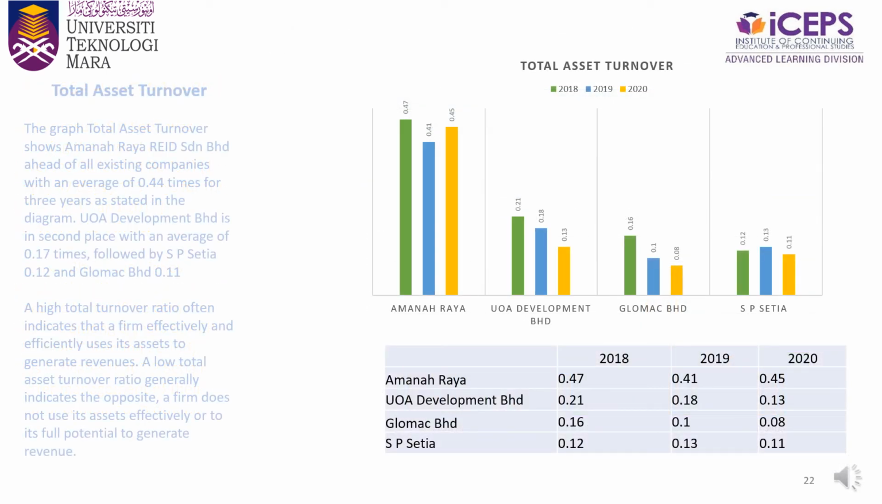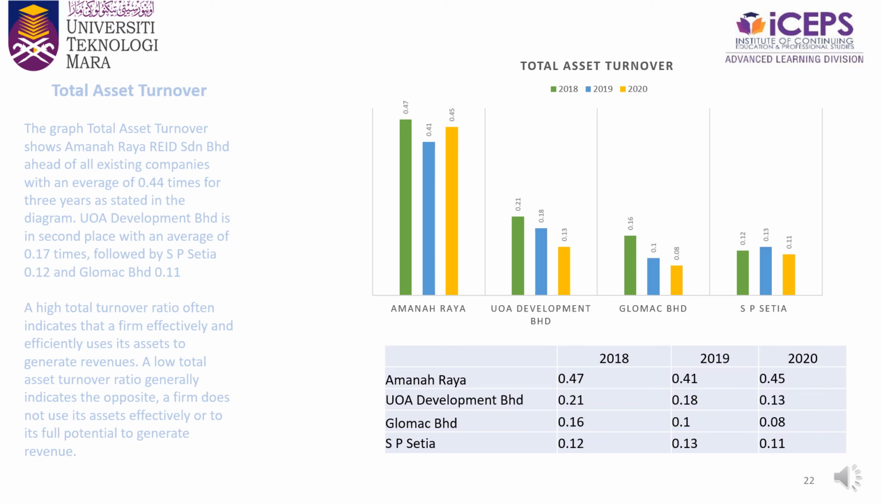Second is total asset turnover under activity ratio. The graph of total asset turnover shows Amanah Raya REIT Sdn Berhad ahead of all existing companies with an average of 0.44 times for 3 years as stated in the diagram. UOA Development Berhad is in second place with an average of 0.17 times, followed by SP Setia with 0.12 times, and last is Glomac Berhad with 0.11 times total asset turnover.